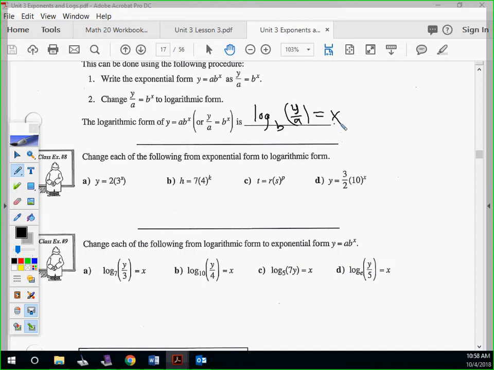Okay, so let's talk about their process here. The best thing they say to do is to get the exponential isolated. That's what you want to do. So we're going to get the exponential isolated, so it's going to be y over 2 equals 3 to the x. And now we're going to change it to log form. So we know it's log base 3 of y over 2 equals x. A little tricky because you have the fraction component there. Just follow these steps. It's pretty straightforward.